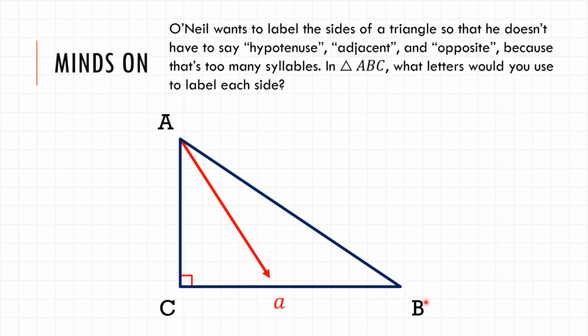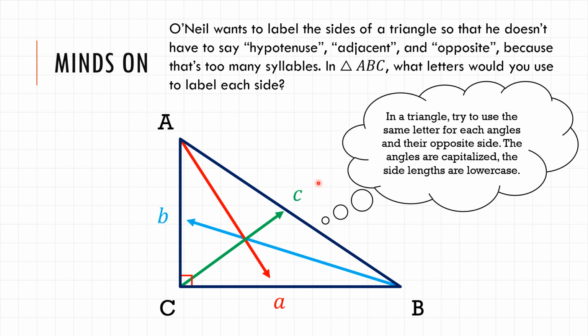Notice that right across from angle B would be side b. And right across from angle C would be side c. So the big idea here is, in a triangle, we want to try to use the same letter for each angle and their opposite side. The angles are capitalized and the side lengths are lowercase. And notice when we have this situation, we sort of automatically fell into this idea that a squared plus b squared equals c squared, right? That would still hold true.